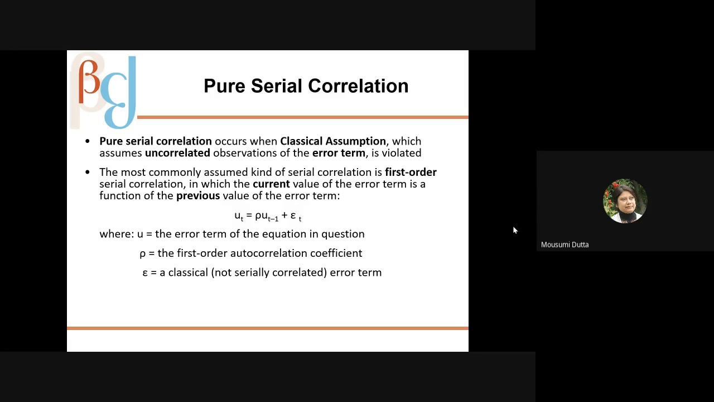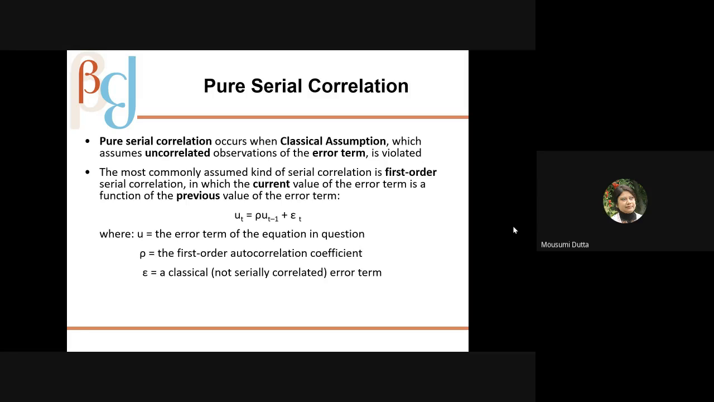This is basically the AR process. I'll just introduce different processes: AR, MA, ARMA, ARIMA. So this is the auto-regressive process, first order auto-regressive process. Later I'll specify, this is also called the Markov model. Here u is the error term of the equation in question. That is, in the regression equation, we have this error term, and rho is the first order autocorrelation coefficient.